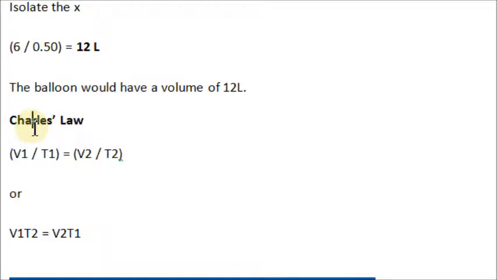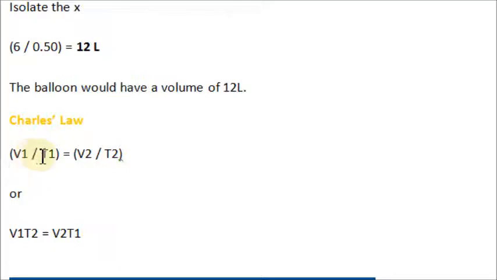Charles, baby. Alright, so what did this Charles guy say? He's almost exactly like Boyle, except he said at a constant pressure, the volume of a gas will change if you change the temperature. So if you keep the pressure the same, and you change the volume of the container, the temperature is going to change. Or if you change the temperature, the volume is going to change.